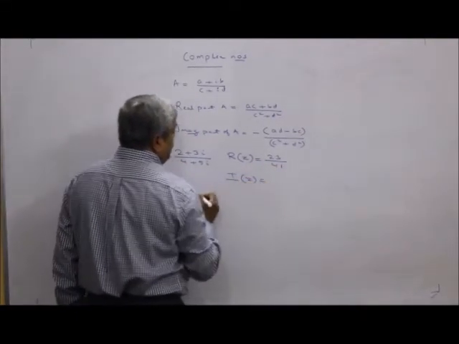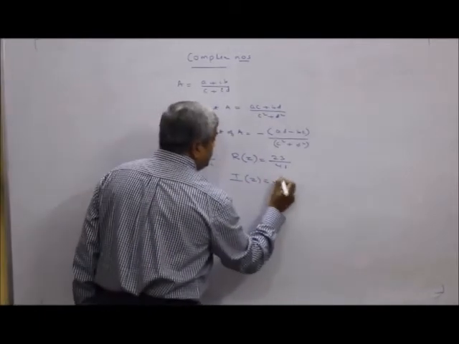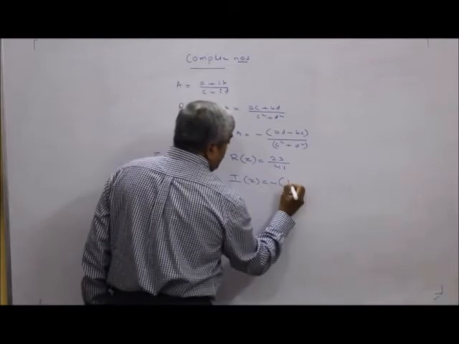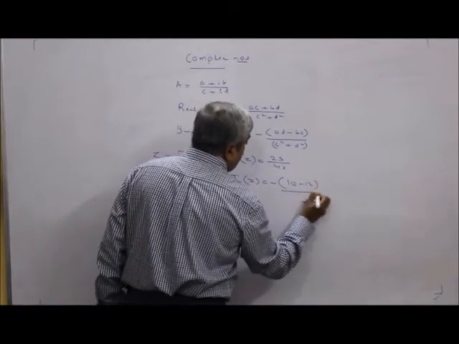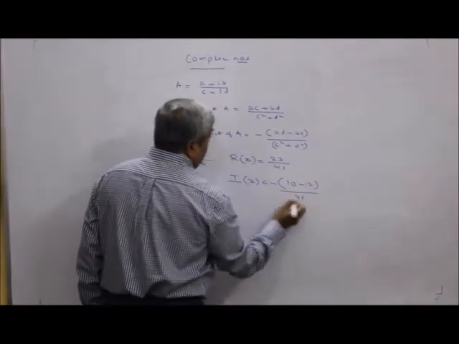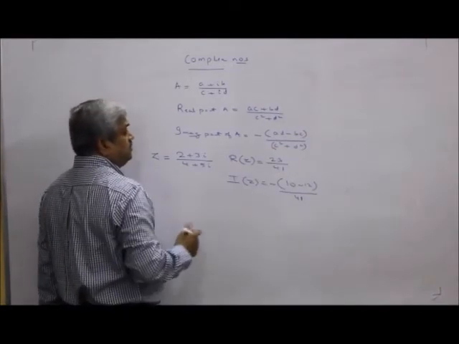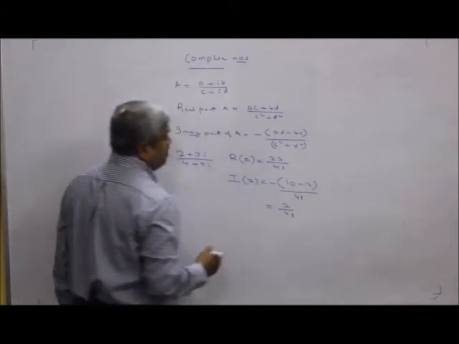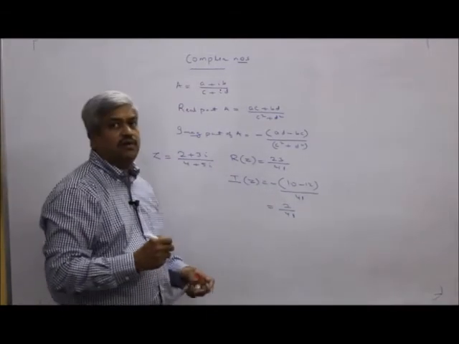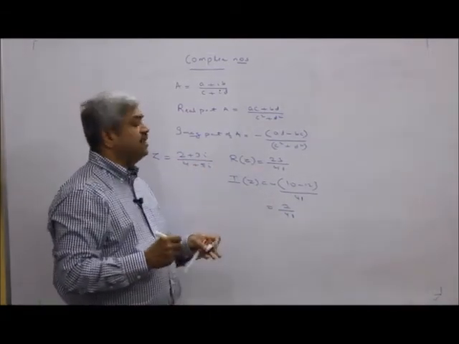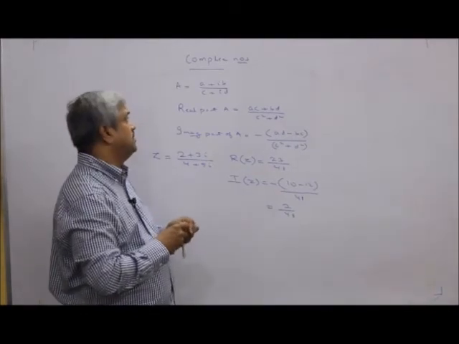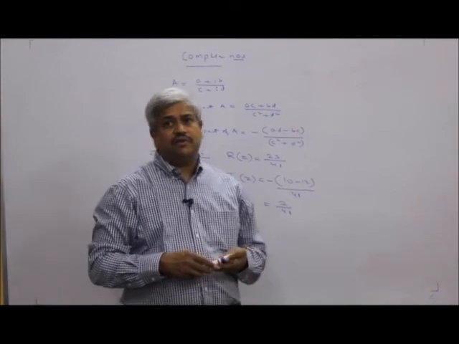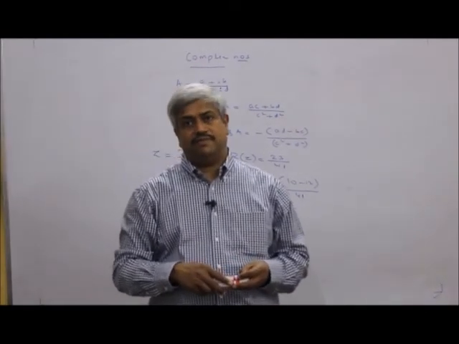The imaginary part of z is nothing but 10 minus 12, divided by c square plus d square, that is 41. So this will become minus 2 divided by 41. This is how we can find the real part and imaginary part of any given complex number of this form. Otherwise, it will be very difficult for us to solve in competitive exams. Thank you.